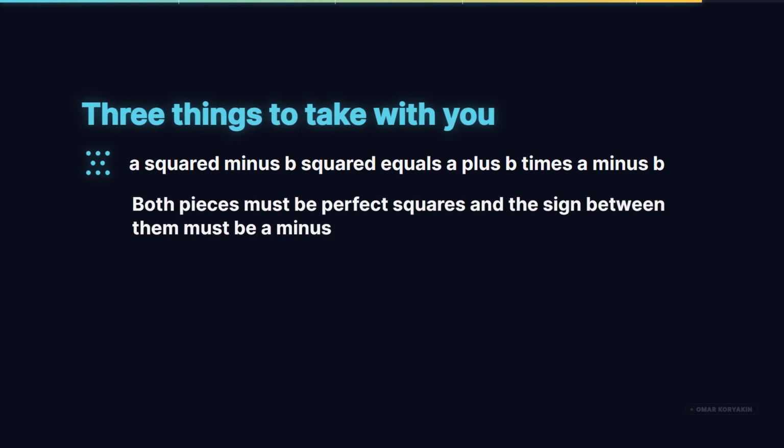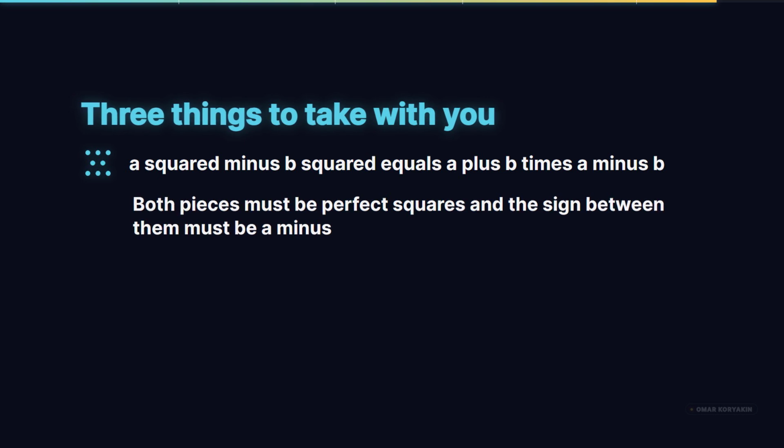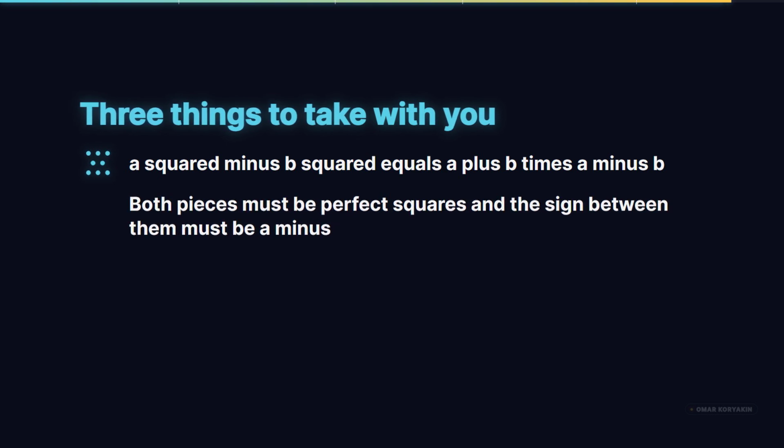Both pieces must be perfect squares, and the sign between them must be subtraction. If either piece is not a perfect square, the pattern does not apply. If the sign is plus, the pattern does not apply. Check both conditions before reaching for the formula.